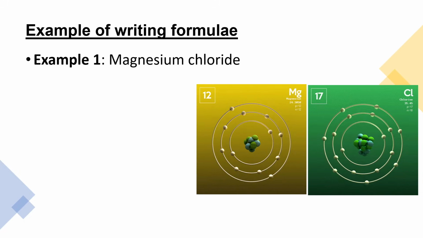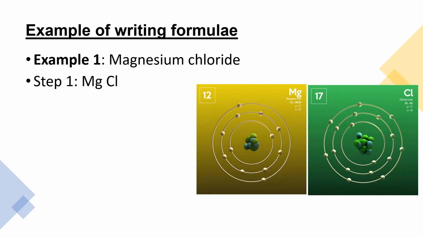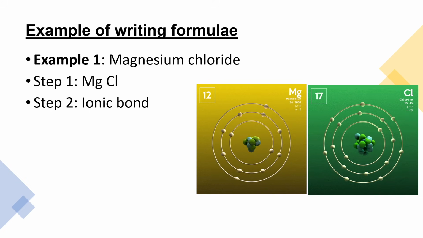So let's have another look at an example. This one is with magnesium and magnesium chloride. So step 1 is to write out the elements that play a role in this compound. So step 1 is Mg and Cl. Step 2 is to identify the bond. This bond is an ionic bond, as magnesium is a metal and chlorine is a non-metal.